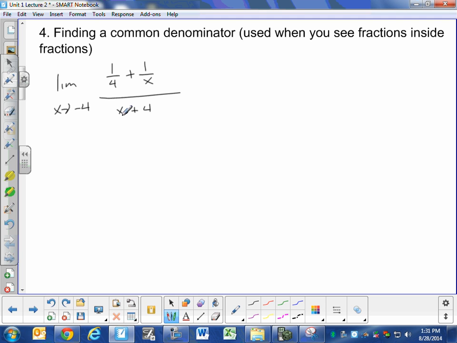I can't plug in negative 4. I'll get 0 over 0. What I will do is try to combine stuff and get rid of maybe all these additions.